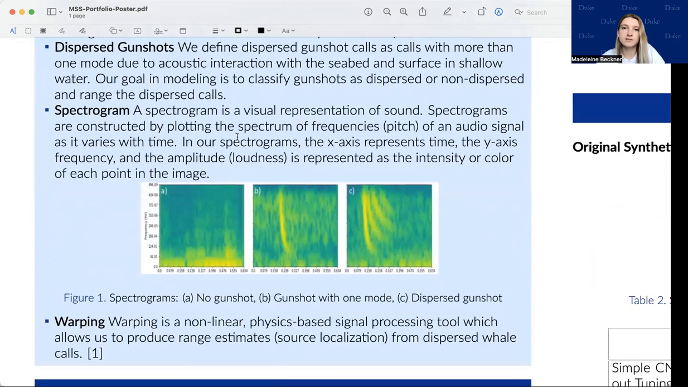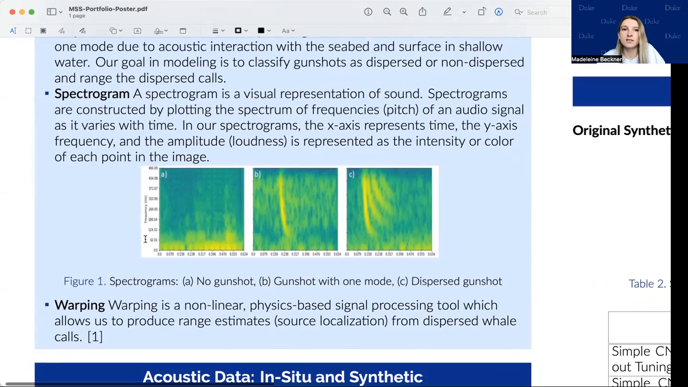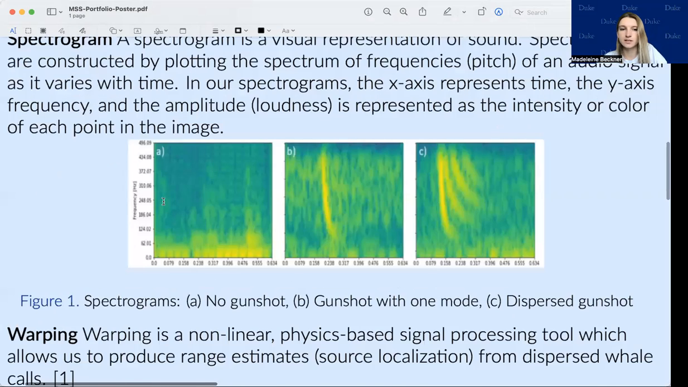A spectrogram is a visual representation of sound, and this is the way that we are plotting these signals for visual interpretation. Spectrograms are constructed by plotting the frequency on the y-axis with time on the x-axis. And the amplitude or loudness is represented as the intensity or color at each point in the image. So let's go through these figures.